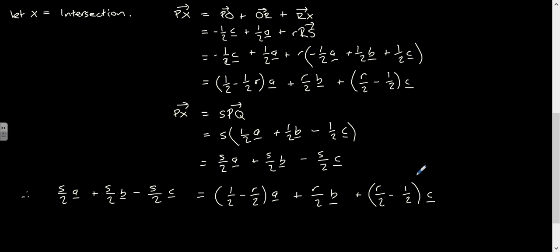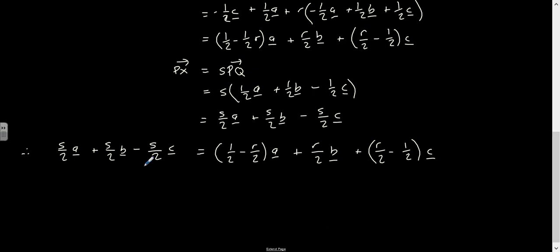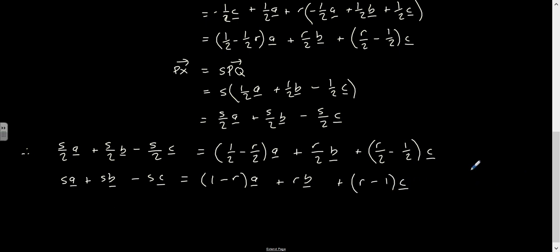And what I need to do is to equate all of our A's, B's, and C's. Now, the thing that they've all got in common at the minute is a half, so I can ignore the half at this point. Just to simplify things, I'm going to multiply everything by 2. So I've got SA plus SB minus SC equals 1 minus R A plus R B plus R minus 1 C. We're allowed to do that. It doesn't matter that it's a half. We're simplifying now to equate things down.